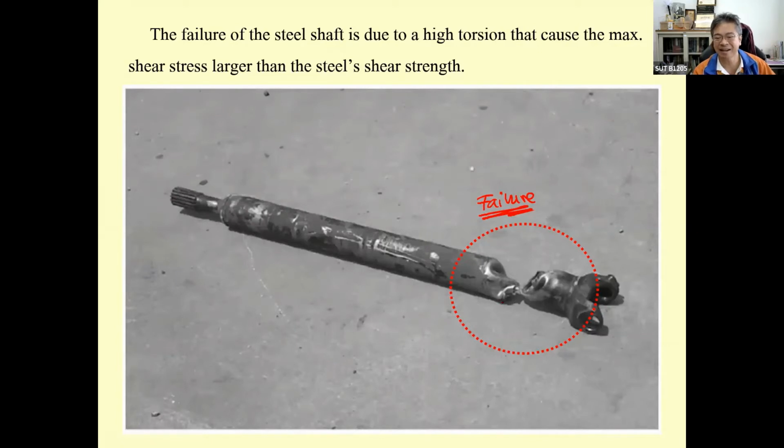And this is a kind of ductile failure. Ductile failure occurs in the steel shaft. We're going to prevent this one for the design.